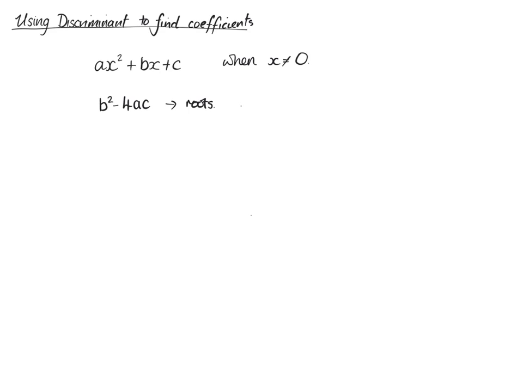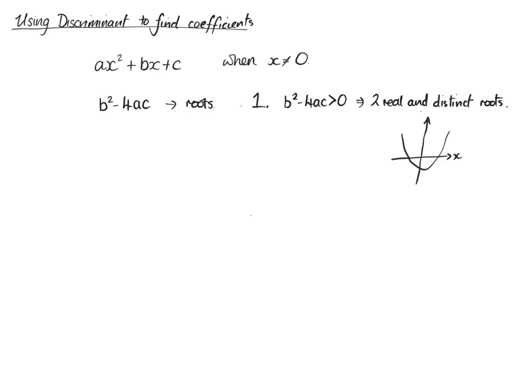So there are three different things that the discriminant can tell us. So if it's greater than 0, then it's telling us that we have two real and distinct roots. Okay, so this is just a quick reminder on discriminants. And what does that look like? That looks like this. So we have a parabola where it crosses the axis at two separate and very obviously separate points.